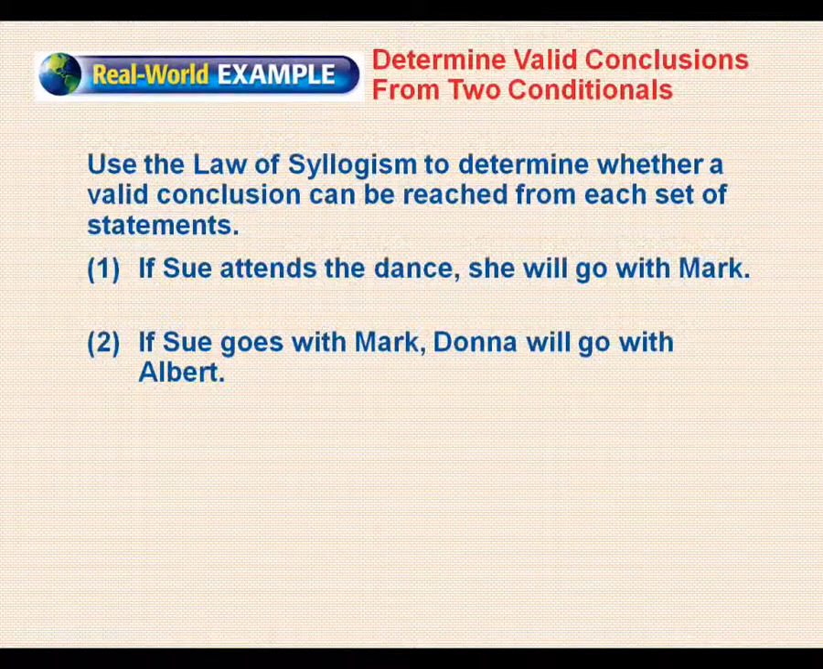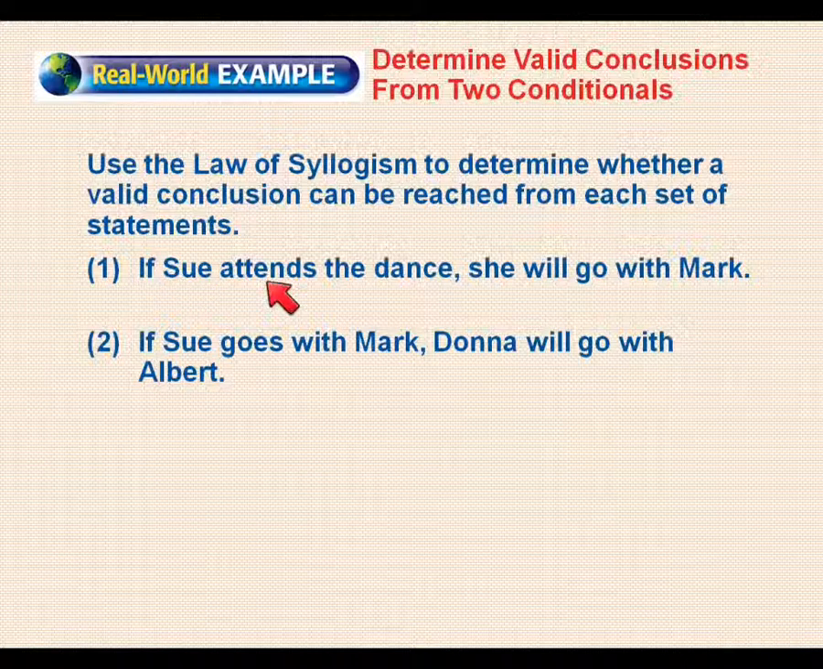So here I want you to use the law of syllogism to determine whether a valid conclusion can be reached from this set of statements. If Sue attends the dance, she will go with Mark. If Sue goes with Mark, Donna will go with Albert. Therefore, what statement can I make based on the law of syllogism? Now, this doesn't always work. Sometimes, and I'll show you an example of that in a second, there's no valid conclusion to be made. But can I use the law of syllogism here to make a valid statement?